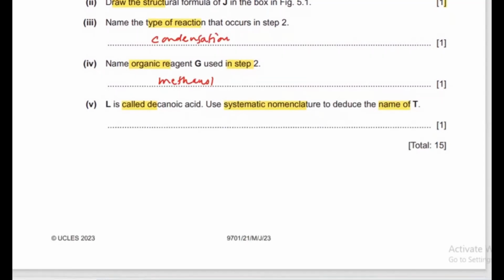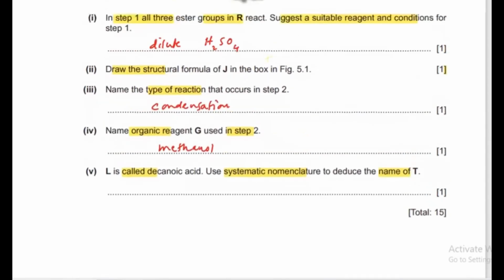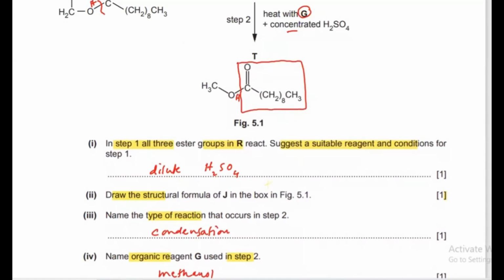Now, L is called decanoic acid. Use systematic nomenclature to deduce the name of T. Okay, name of T. This is an ester. Normally, if we have a substance like this, to get the name of the ester, first of all, just copy the name of the alcohol. This contains two carbons, so this is eth, and it comes from ethyl.